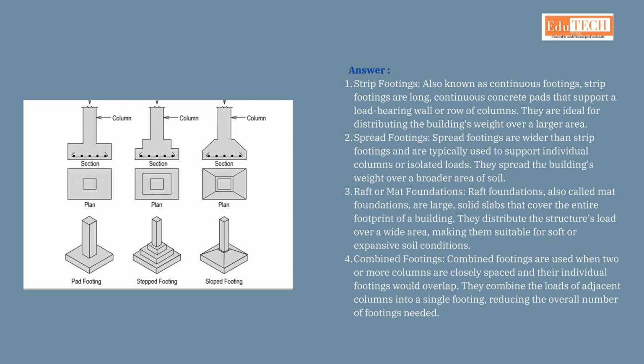Raft or mat foundations. Raft foundations, also called mat foundations, are large, solid slabs that cover the entire footprint of a building. They distribute the structure's load over a wide area, making them suitable for soft or expansive soil conditions. Combined footings. Combined footings are used when two or more columns are closely spaced and their individual footings would overlap. They combine the loads of adjacent columns into a single footing, reducing the overall number of footings needed.